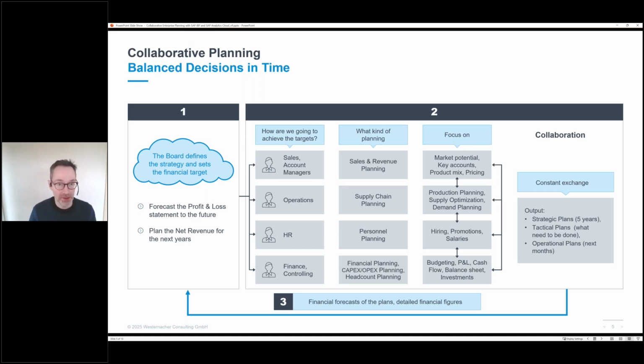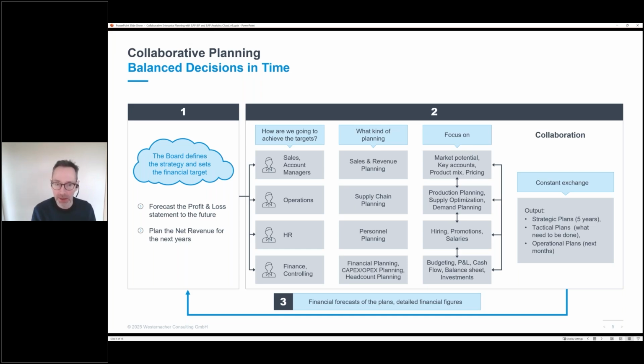And who's involved in this? Now we're getting to the second level. The board's set where we want to go: we want to achieve 3% growth. How are we going to handle this? There are going to be targets which break down to all the different departments. For example, the sales team. This is sales and revenue planning, where they're looking at the potential of the market. What can we generate? How can we work with our biggest customers, our key accounts? Do we need to introduce new products, or what's our pricing strategy going to be, because we've got inflation?